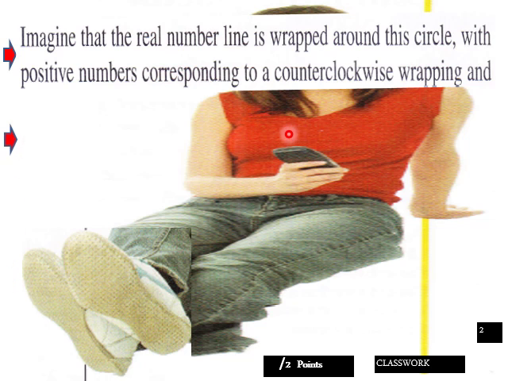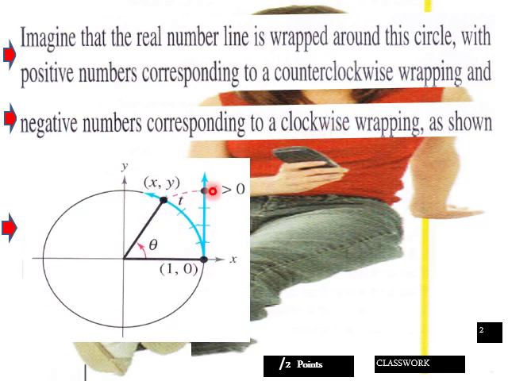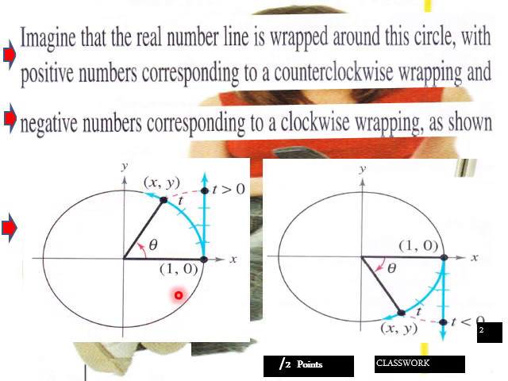Imagine that the real number line is wrapped around the circle, with positive numbers corresponding to a counterclockwise wrapping and negative numbers corresponding to a clockwise wrapping, as shown here. So here's our unit circle. We just wrap our number line around the circle like that. Then down here is your negative. Your negative values start here at the origin at 1, 0, and they go this way on our unit circle.